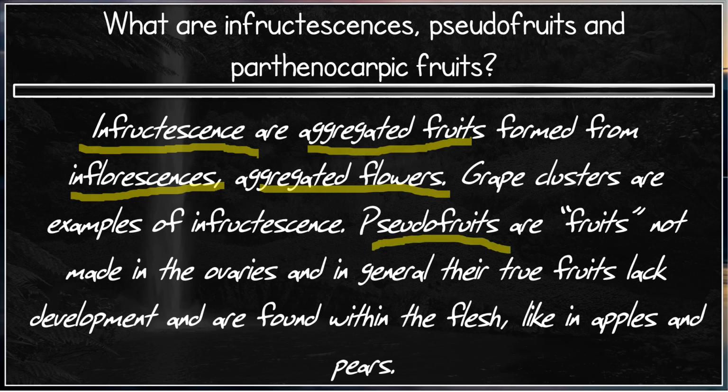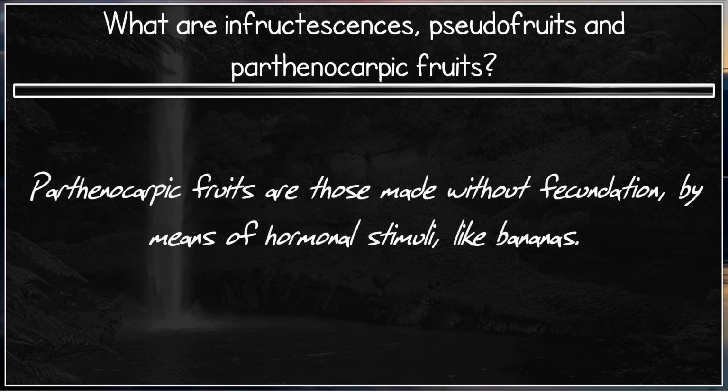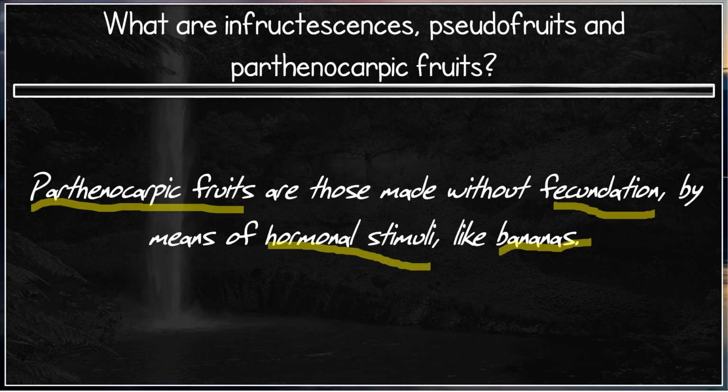Pseudofruits are fruits not made in the ovaries. In general, their true fruits lack development and are formed within the flesh, like apples and pears. Parthenocarpic fruits are those made without fecundation by means of hormonal stimuli, like bananas.